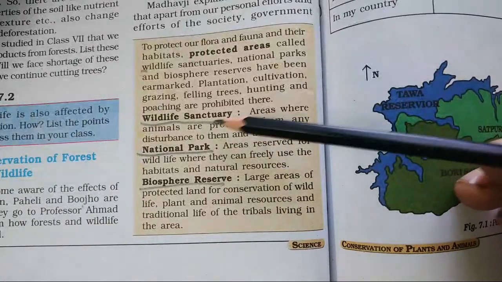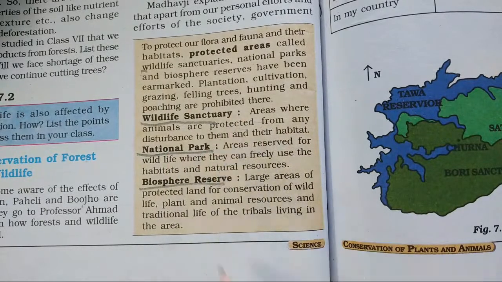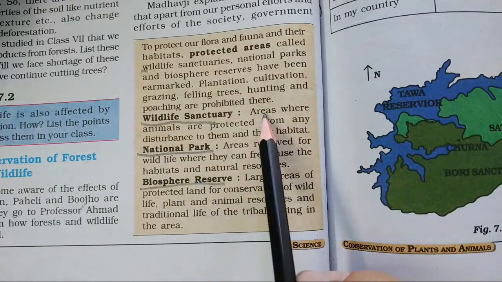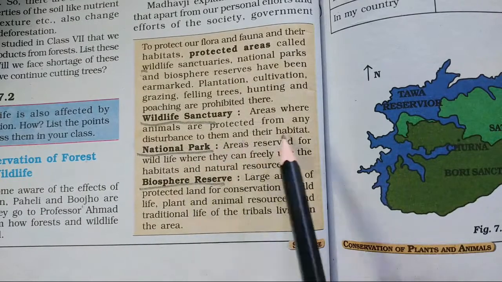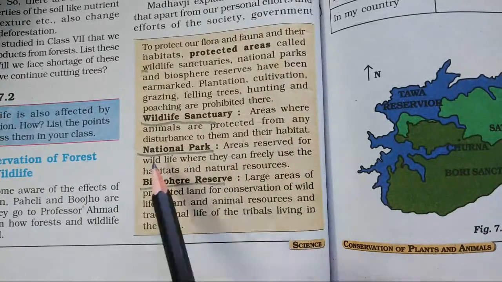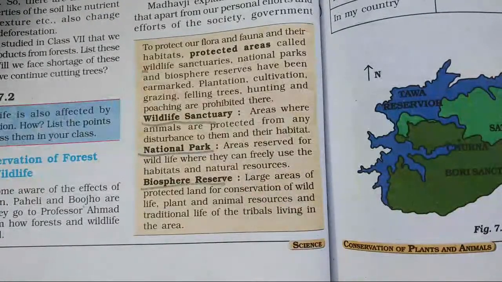The areas where animals are protected from any disturbance are called a sanctuary. So this definition you will have to remember. The area where animals are protected from any disturbance to them and their habitat is called a sanctuary. What is a national park? The area reserved for wildlife where they can freely use the habitat and natural resources. And then the biosphere reserves, large areas which are protected land for conservation of wildlife, plant and animal resources and the traditional life of the tribals.